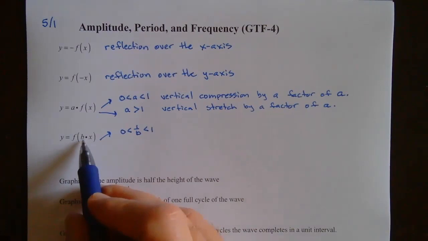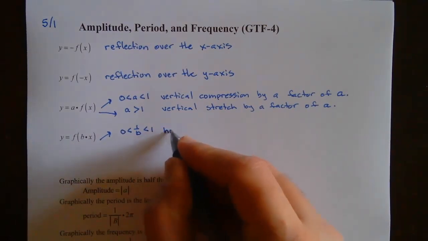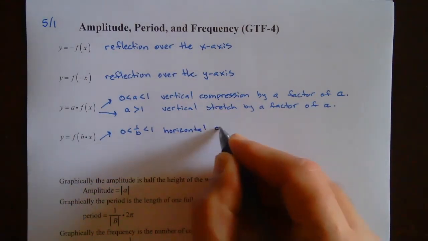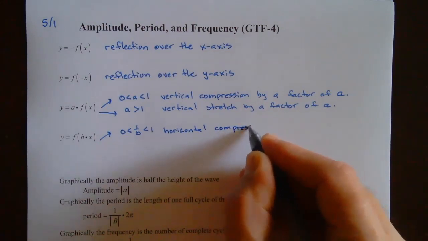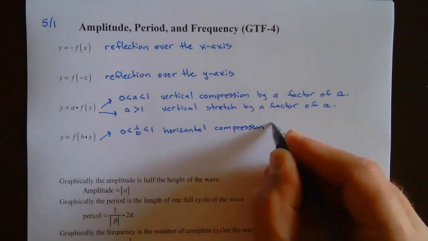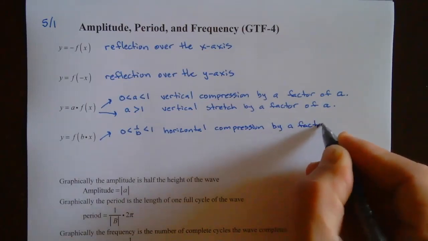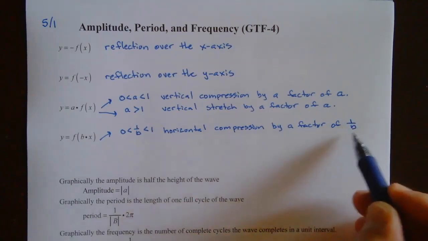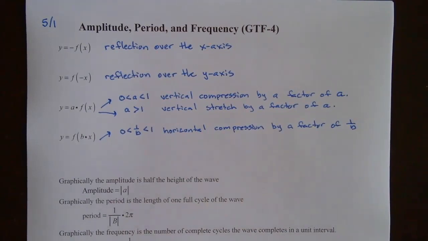So we're never really actually multiplying by b. So this is a horizontal compression by a factor of 1 over b. The factor is what you're multiplying by, and that's the thing that determines if it's a horizontal stretch or compression.